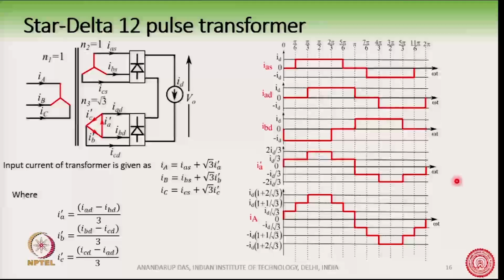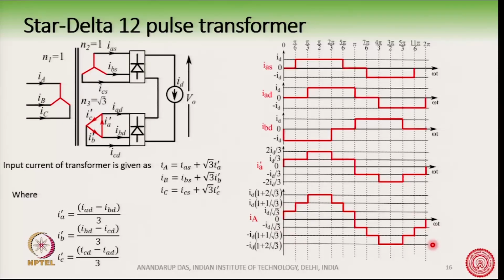Now, we would like to know what is I capital A, for which we use this relationship here, with IAS and IA dash. Both of them we have obtained. Now, we have to multiply IA dash by root 3 and add it with IAS. If we multiply this waveform by root 3 and add it to this waveform, you can do it yourself and you will find that I capital A has a waveform like this. You can do this exercise yourself. So, I capital A waveform is something like this.